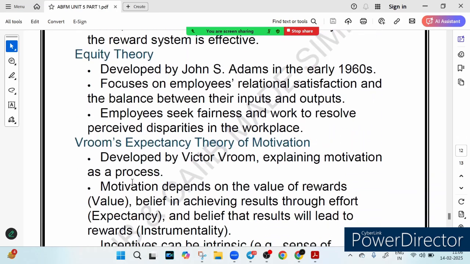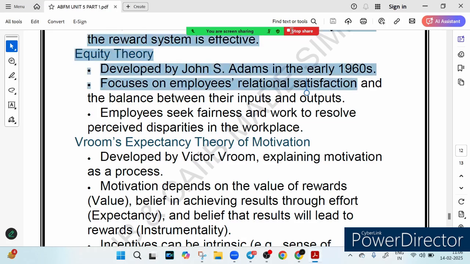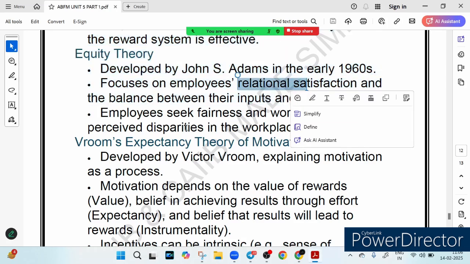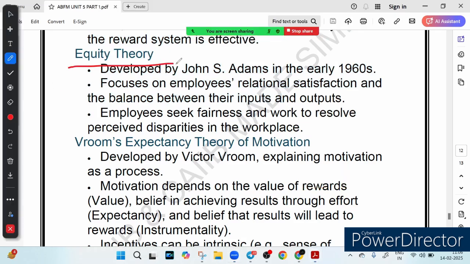Now tell me, what is the meaning of equity theory? Ever felt like you work harder than a colleague, but they get paid more? Suppose you work harder than your colleague, but they get promoted or get more money, so they get paid more. This is quite frustrating, right? That is exactly what John Adams explained through his equity theory.